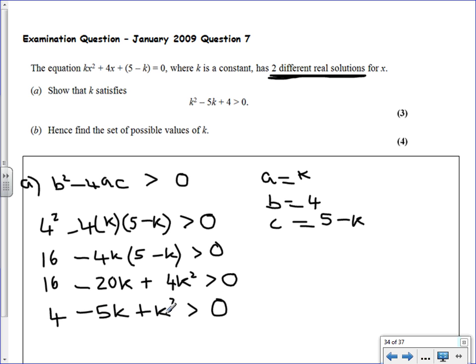Now we just need to reorder that, and then we've proved what it asked for in part A. So we've got k squared at the front, minus 5k plus 4 is greater than 0. That's what we wanted to show.